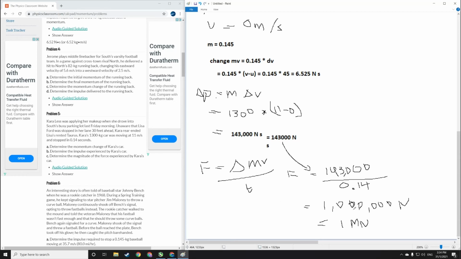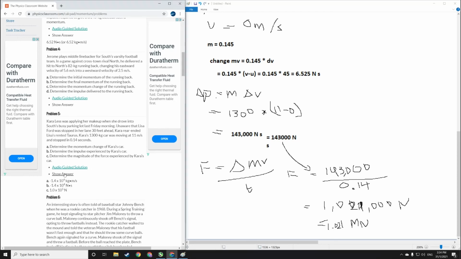And actually, I'm going to put it to more significant figures here. I'm going to put 1,021,000 newtons. So we'll get 1.021 meganewtons. Let's see our answer.